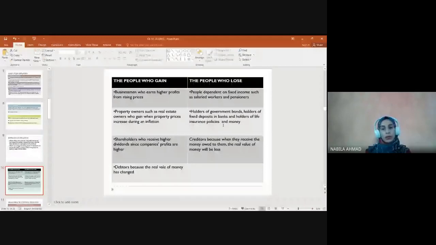Creditor, because when they receive the money owed to them, the real value of money will be less. So kalau creditor ni contohnya dia dapat balik duit dia, duit dia time ni value dah turun. Macam debtor tu contohnya dia pinjam during value duit tu tinggi. So bila creditor pula dia dapat during value dah drop lah.